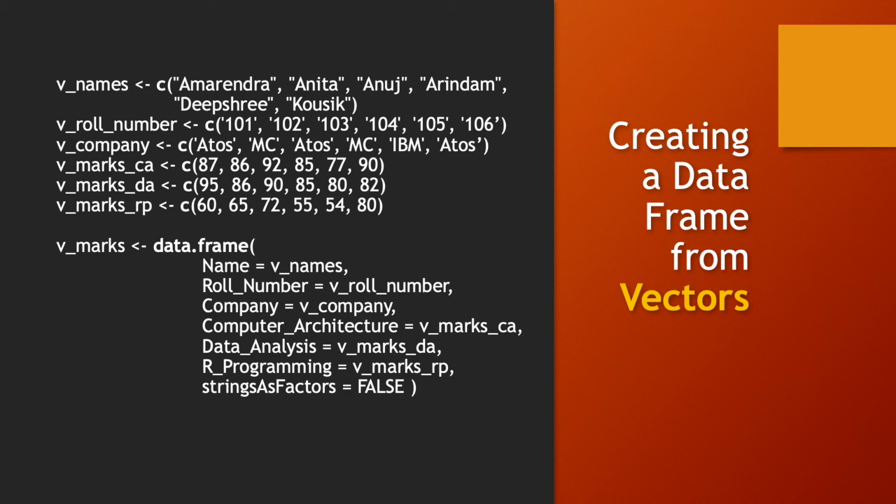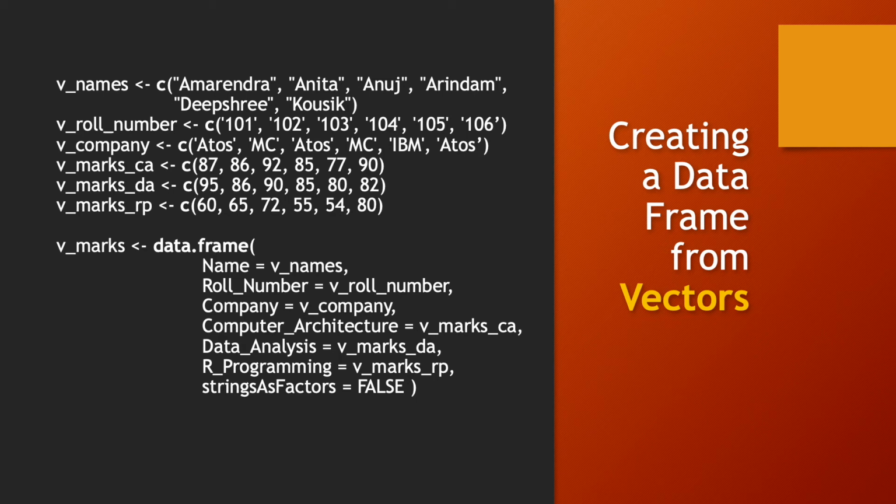So now once we have these vectors, we can create a data frame using the data.frame command, and I can say that the column name is equal to the vector name. So I can say name is equal to v_names. So the contents of these vectors should form the part of the columns. So all the elements of the vector v_names should be the elements of the column name in the data frame.